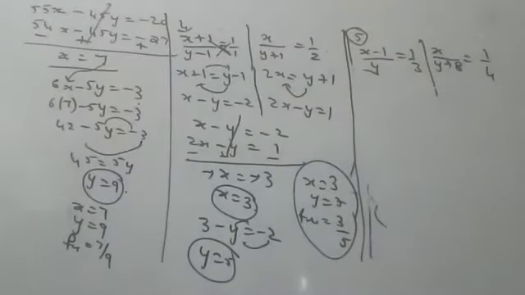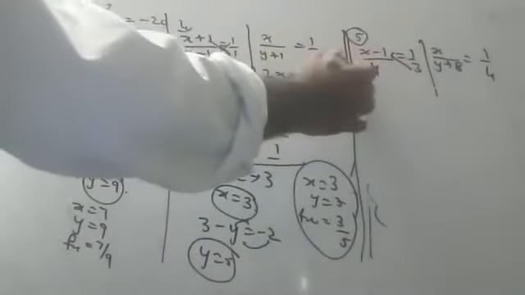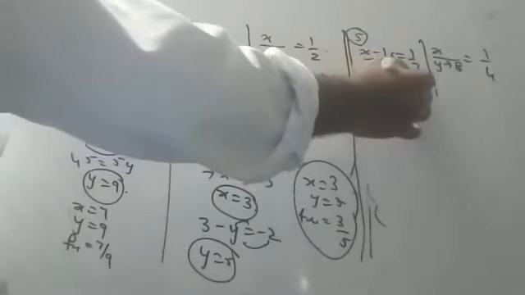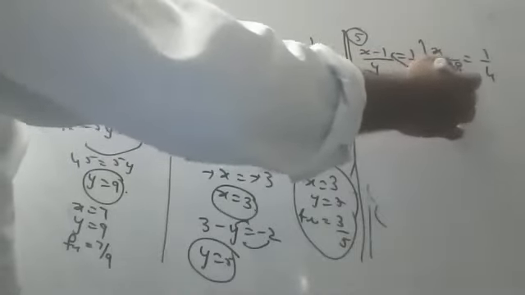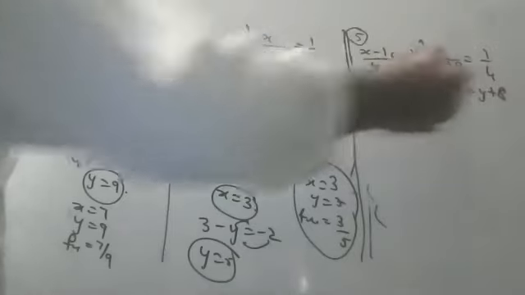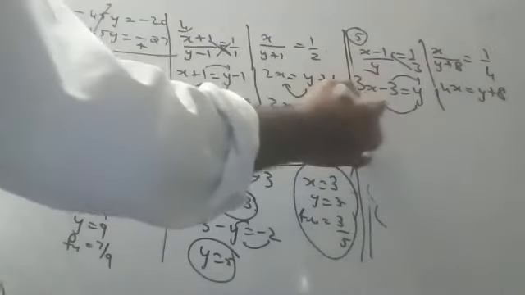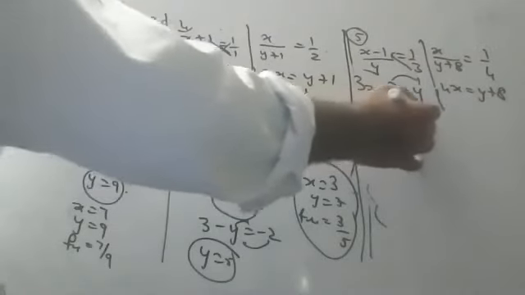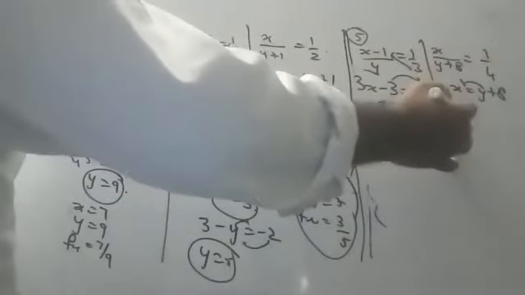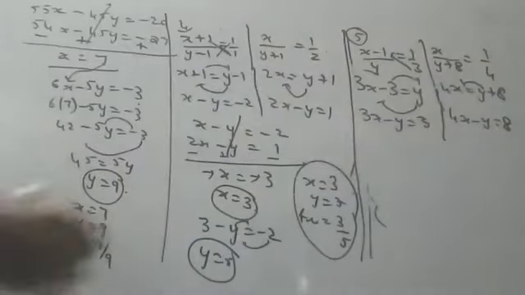Now go for the cross multiplication, children. This goes here. 3x minus 3 is equal to y. And this goes there. 4x is equal to y plus 8. Okay, children, this comes here. This goes there. 3x minus y is equal to 3. And this comes here, children. 4x minus y is equal to 8. Now go for the elimination, children.